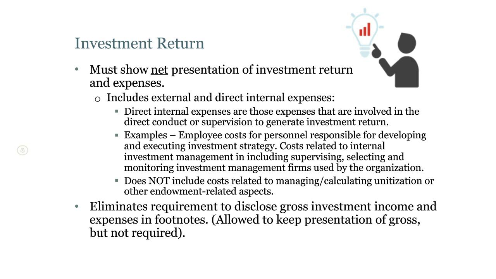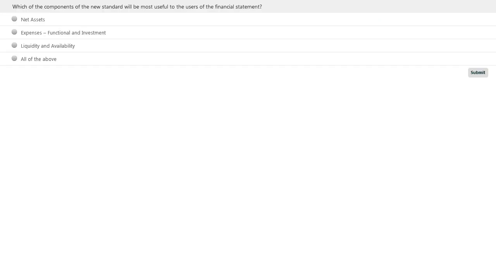All right, it's time for another polling question. Which of the components of this new standard will be the most useful to the users of the financial statements? Is it grouping the net assets into 2 classes versus 3? The functional expenses, or showing investments net? The liquidity and availability disclosures, or all of the above?